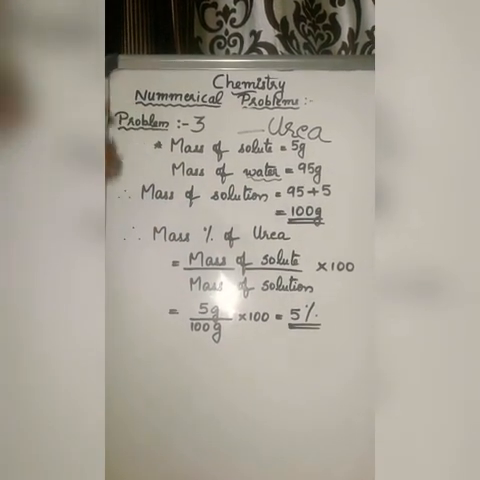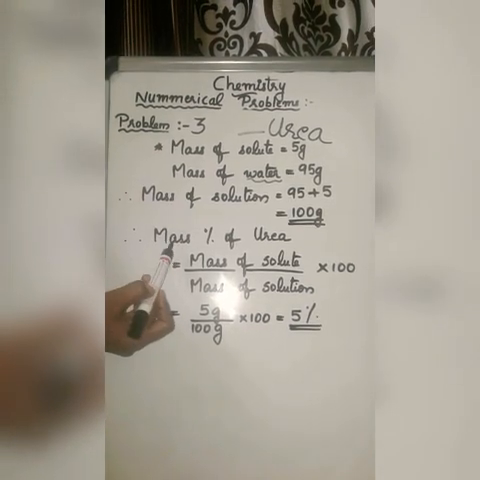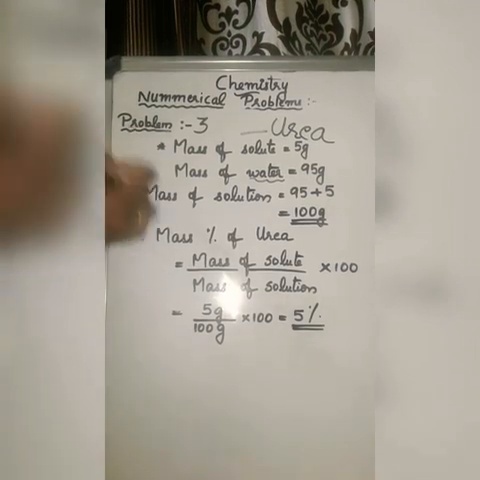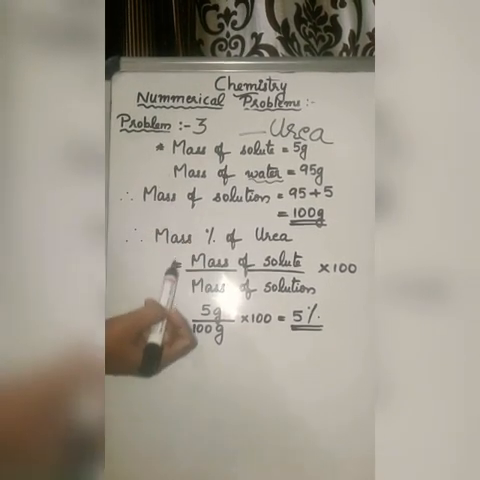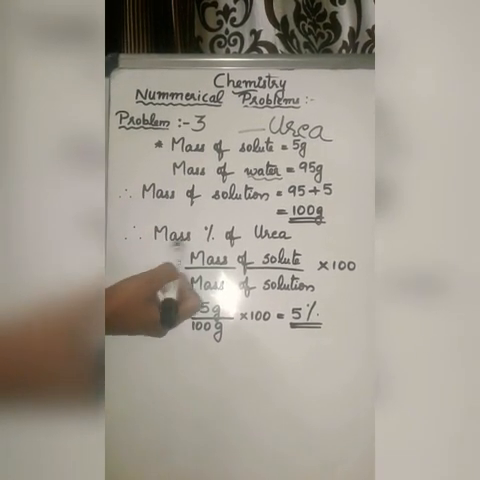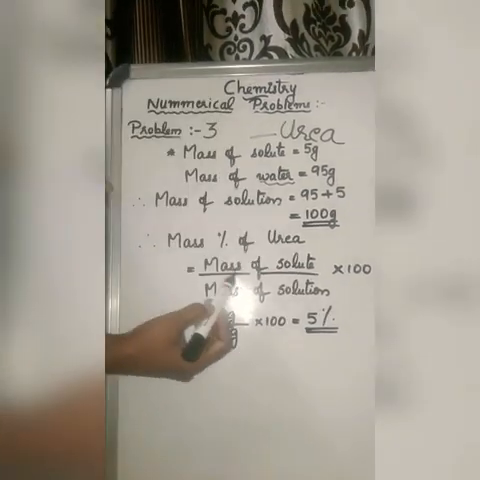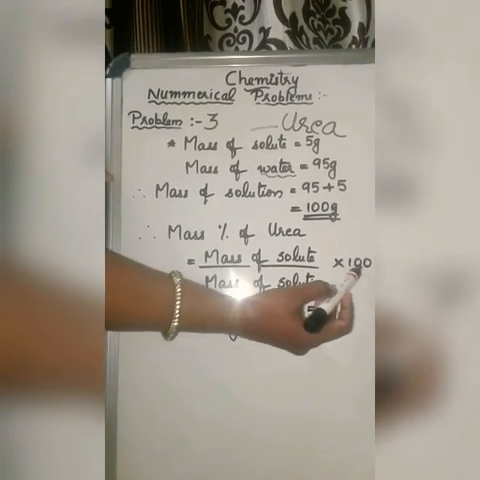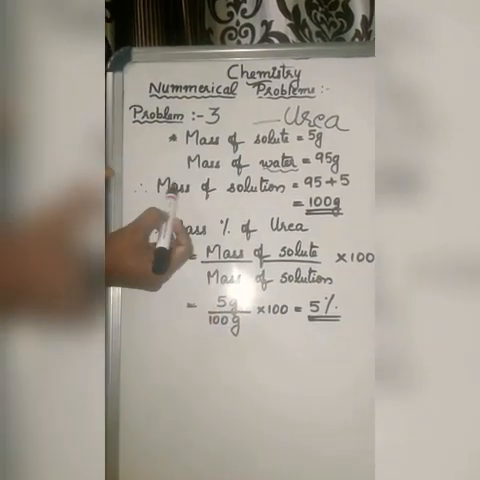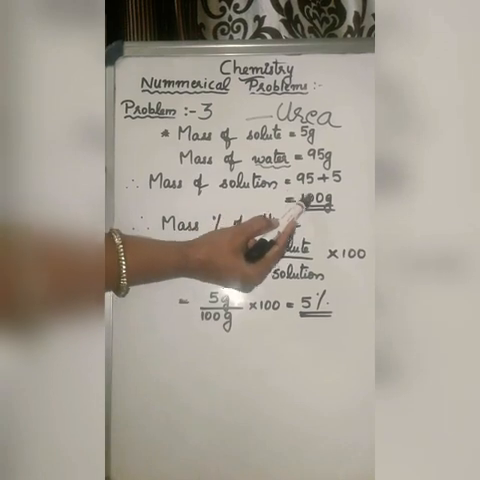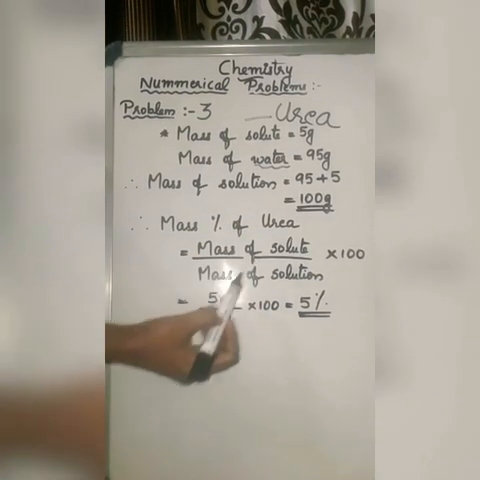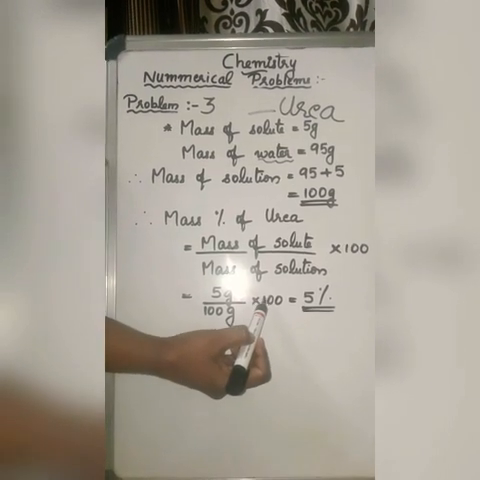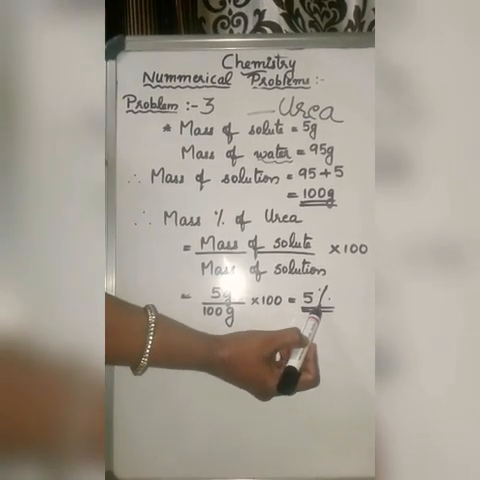In the question it is given you want to find in terms of mass percentage of the solution. So which equation you want to select? You studied 3 equations. From that you want to select mass percentage is equal to mass of the solute divided by mass of the solution into 100. So you already found mass of the solution is equal to 100 grams. Mass of the solute is 5 gram. 5 divided by 100 into 100, you will get 5 grams.